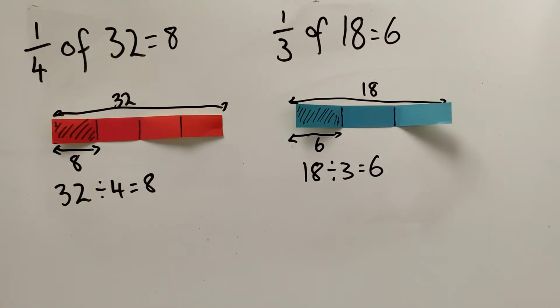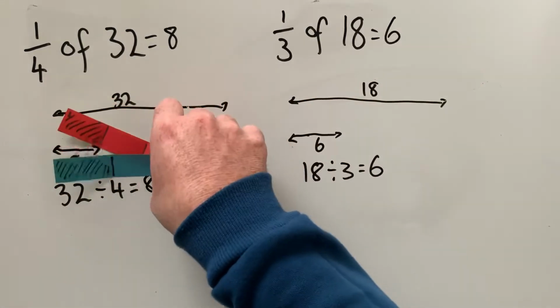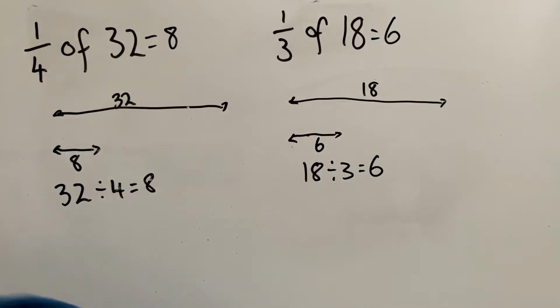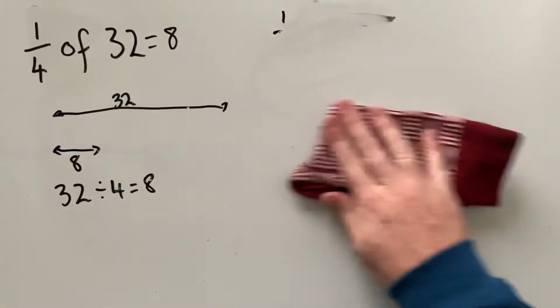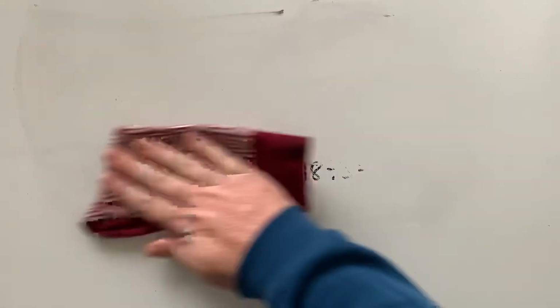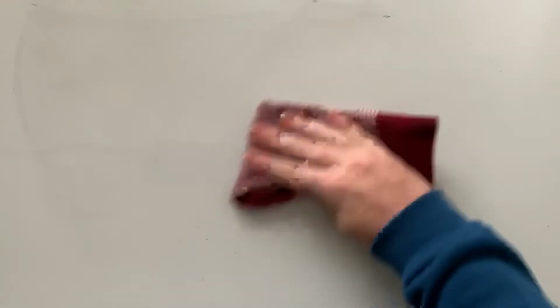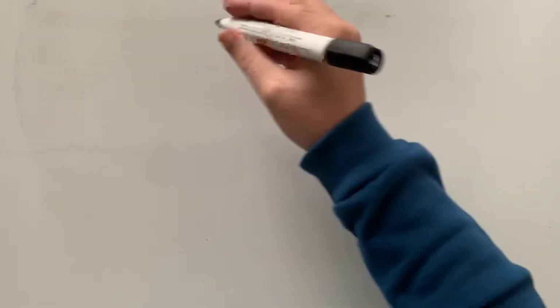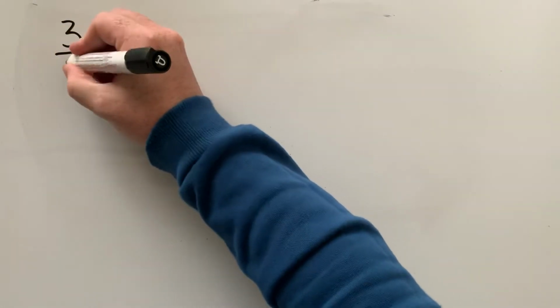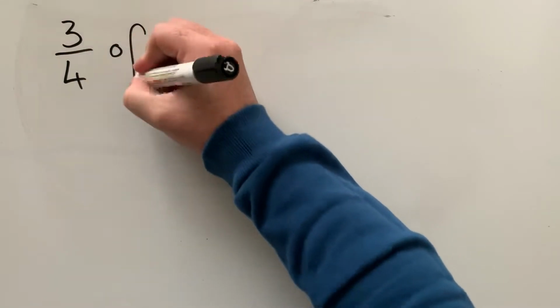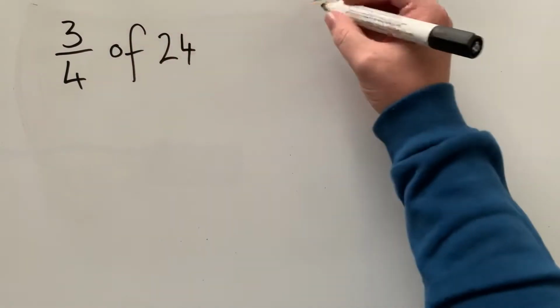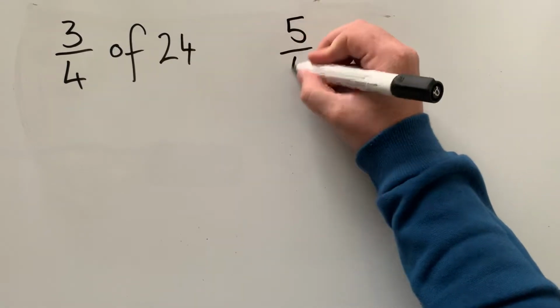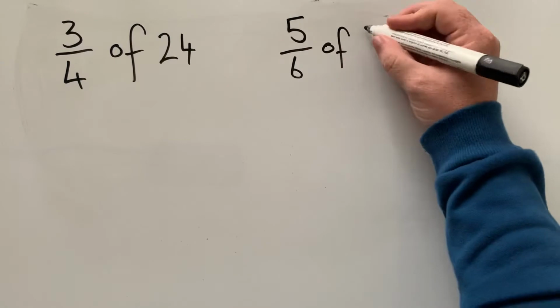Now we're going to take a look at when you've got numbers, say, 3/4 or 2/3, the approach you can take to that. So I'll put these to the side. Now we'll find 3/4 of 24 and 5/6 of 42.